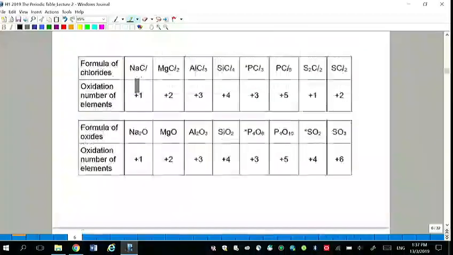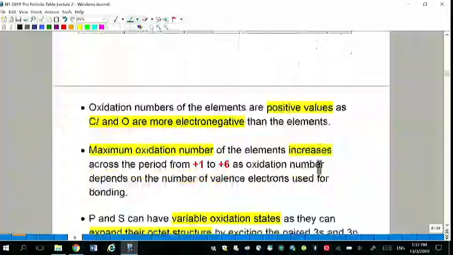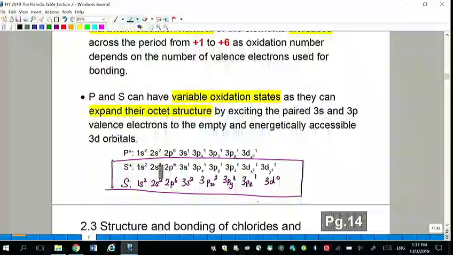Then the maximum oxidation number across period 3 actually increases from +1 in sodium chloride to, for sulfur, a +6. So how do we determine the maximum oxidation number? I want to refer you to the point that shows the electronic configuration, or specifically the SPDF notation of sulfur and phosphorus.